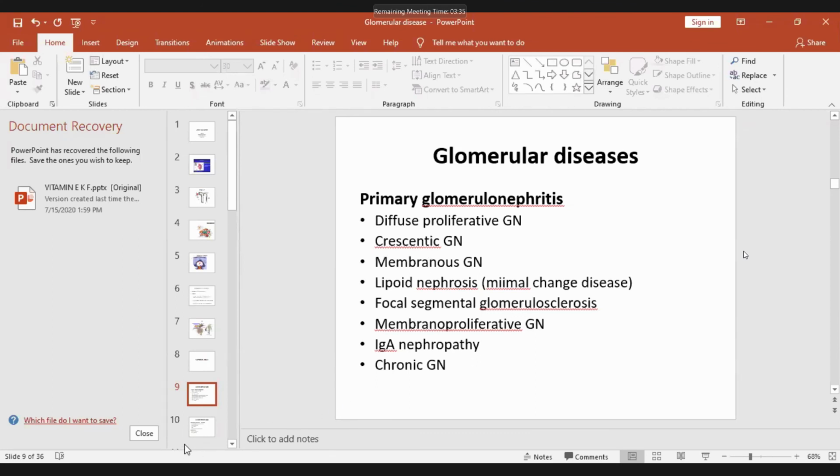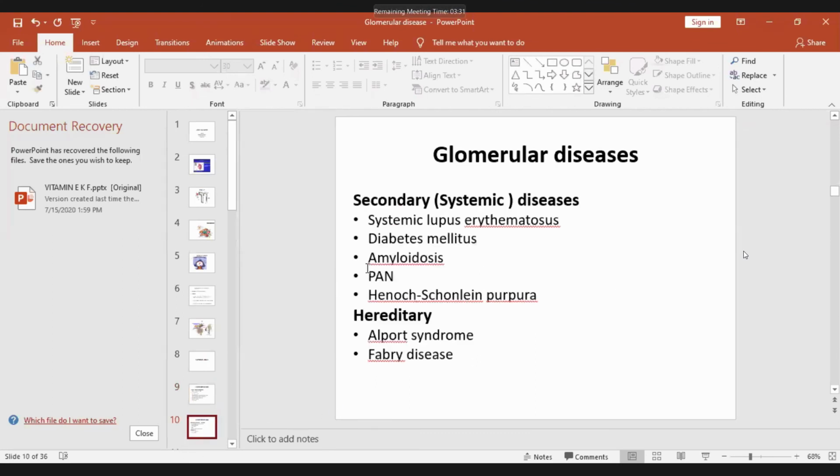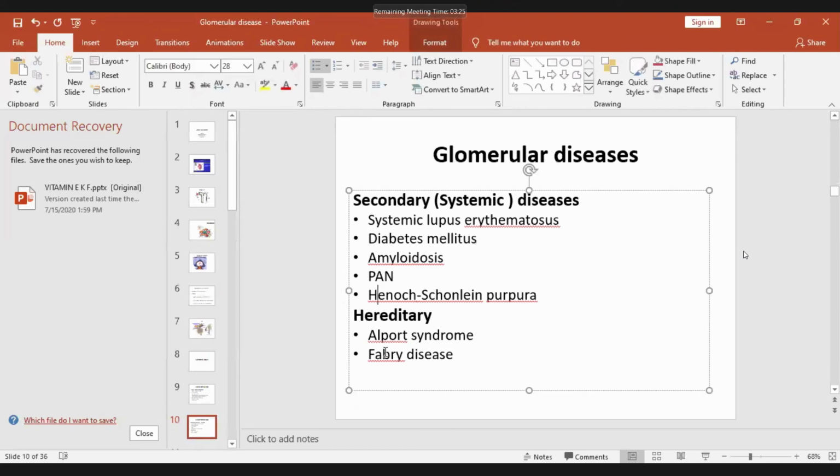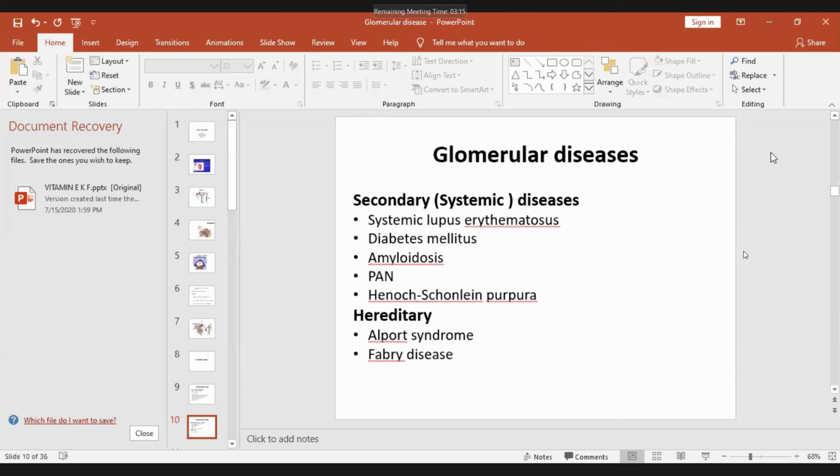All this will be taught except chronic glomerulonephritis. And then there are the systemic diseases which involve the glomerulus: SLE, diabetes, amyloidosis, PAN, Henoch-Schonlein. There may be other diseases also. And then hereditary ones, that is Alport syndrome and Fabry disease. So all these will be taught in the subsequent lecture, and it will be taken by, I think, Archana from next time. I'll be shifting to the first year.